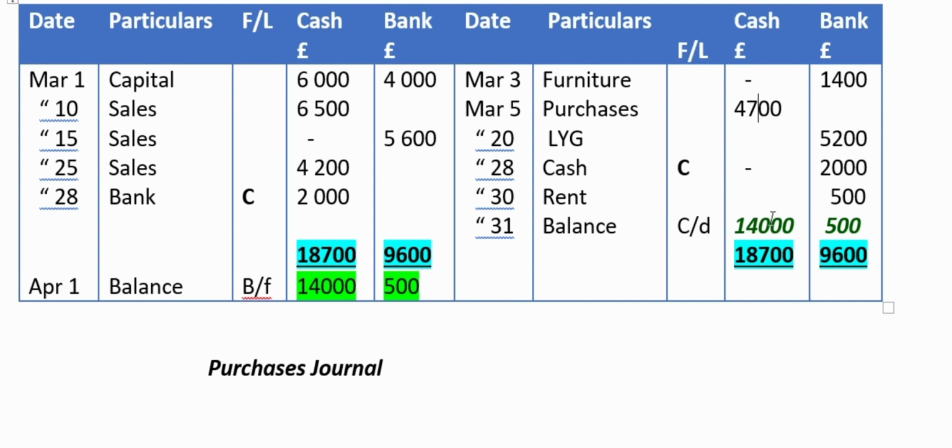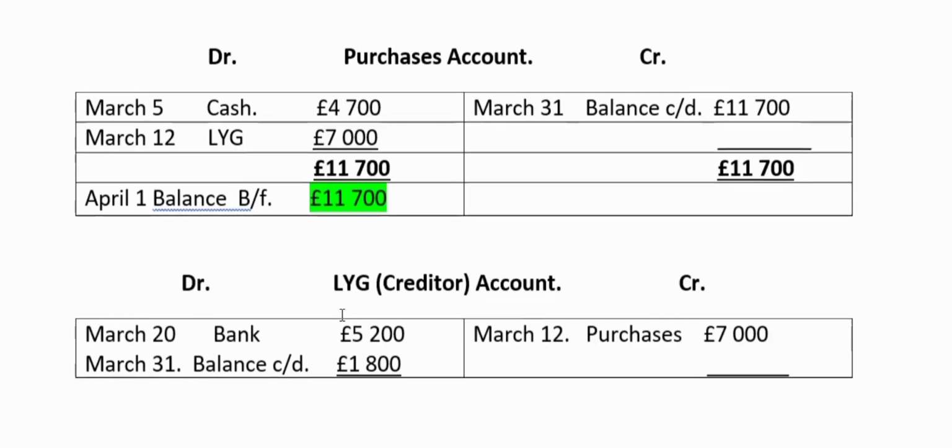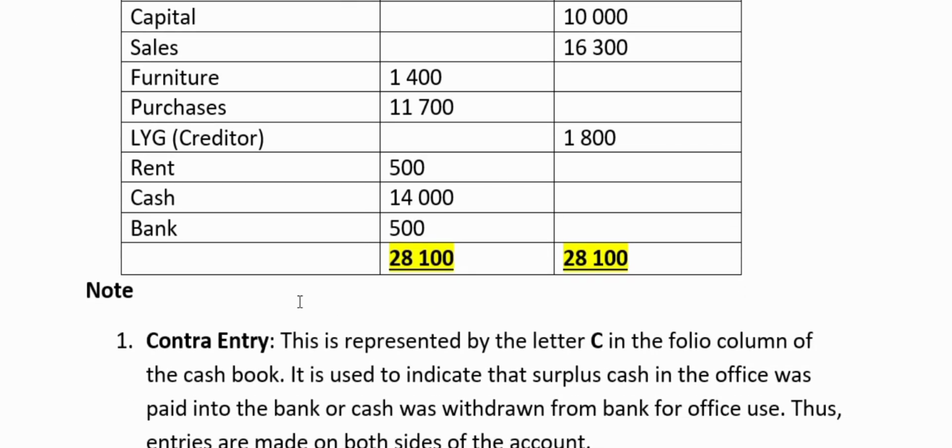We have a balance of 14,000, which was taken to the following month. The following month happens to be April 1st. So balance brought forward 14,000 in the cash column and 500 in the bank column. So these two figures, because the double entry has been completed here, the credit and the debit side are completed already, so we take them as they are to the debit side of the trial balance.